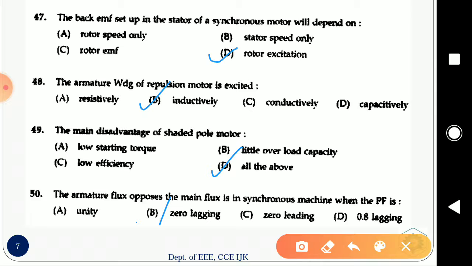If the power factor is 0 power factor leading, then both phi A and phi m will be in phase. In all of the cases, in whichever power factor it is, the back EMF E always lags phi m by 90 degrees. So this was just for your information.